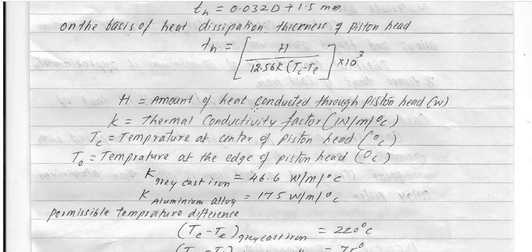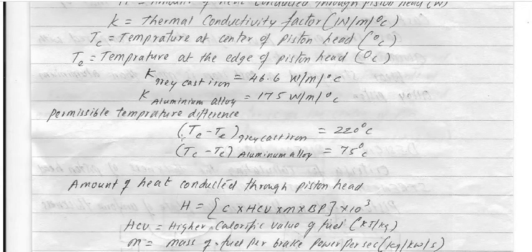H is the amount of heat conducted through the piston head in watts. K is the thermal conductivity factor in watt per meter per degree Celsius, Tc is the temperature at the center of the piston head in degrees Celsius, and T is the temperature at the edge of the piston head in degrees Celsius. The K value for cast iron and aluminum alloy is fixed: 46.6 watt per meter per degree Celsius for cast iron, and 175 watt per meter per degree Celsius for aluminum alloy.